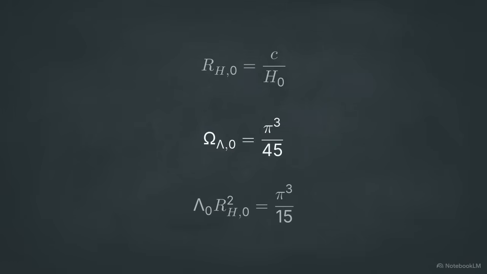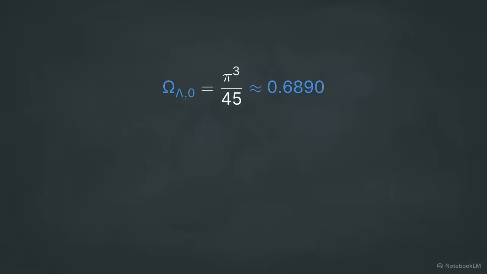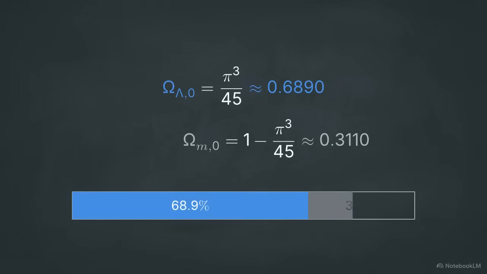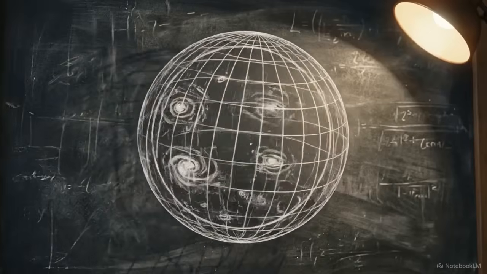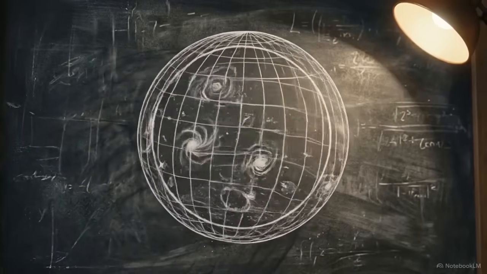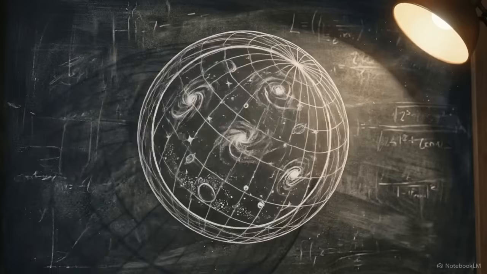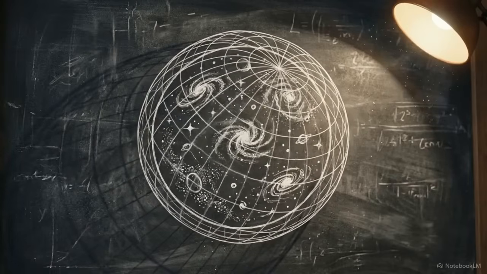The 1/3 multiplies against our geometric invariant, resulting in pi cubed over 45. Because a spatially flat universe requires the total density to equal 1, the corresponding matter density fraction is simply 1 minus pi cubed over 45, giving us 0.3110. If we treat the universe's horizon as a strict thermodynamic boundary, the observed dark energy density partition we measure today is a direct mathematical consequence.